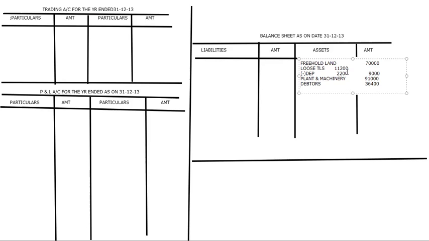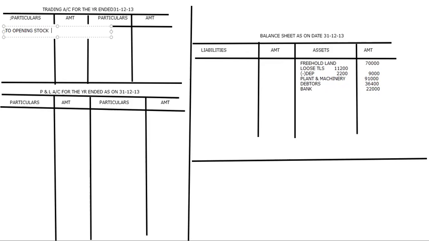Then he gave cash at bank. So simply I'm writing bank, and the amount given is 22,000. Then he gave opening stock. So opening stock comes on the trading account debit side, because as already said, without opening stock we will not start, because if any old stock is there we'll use that stock first. So here 21,000, I got it.